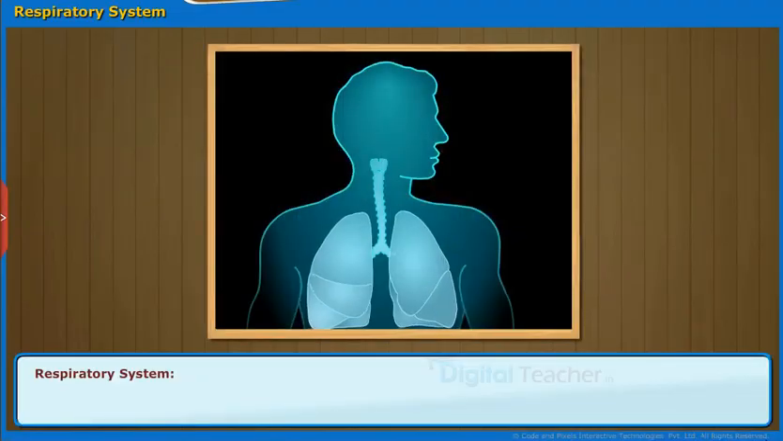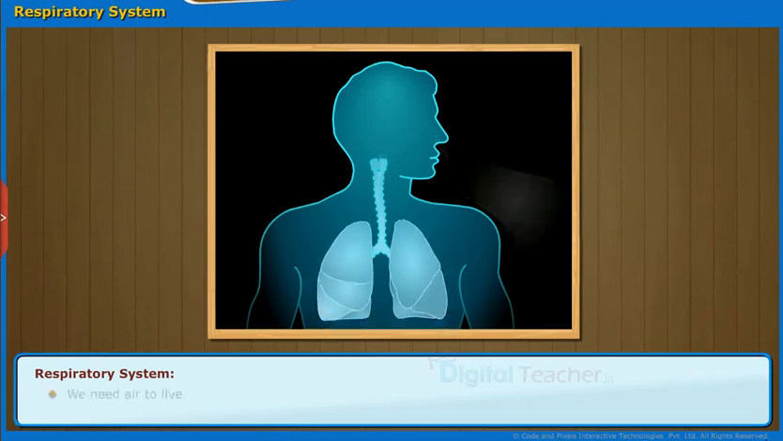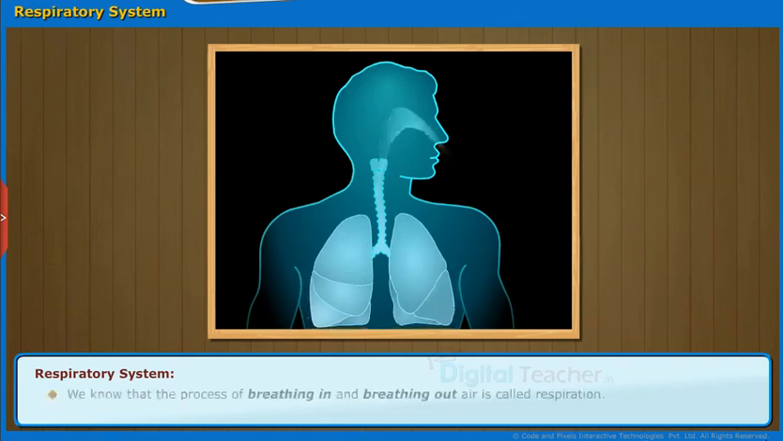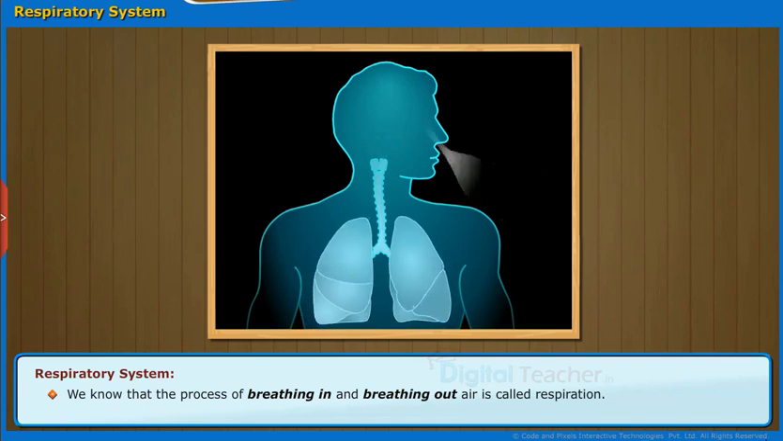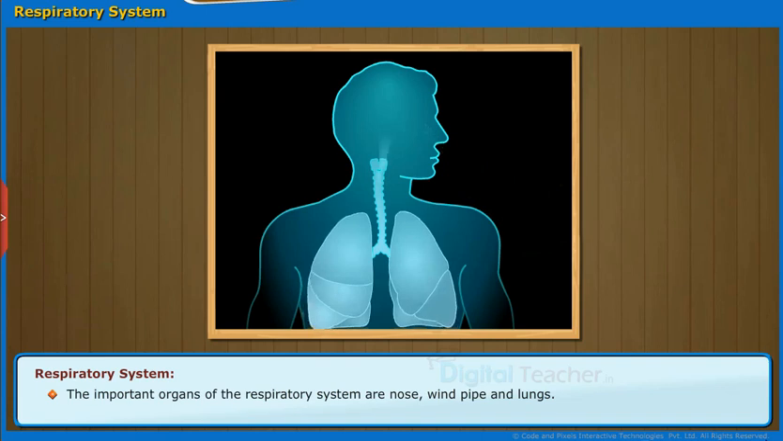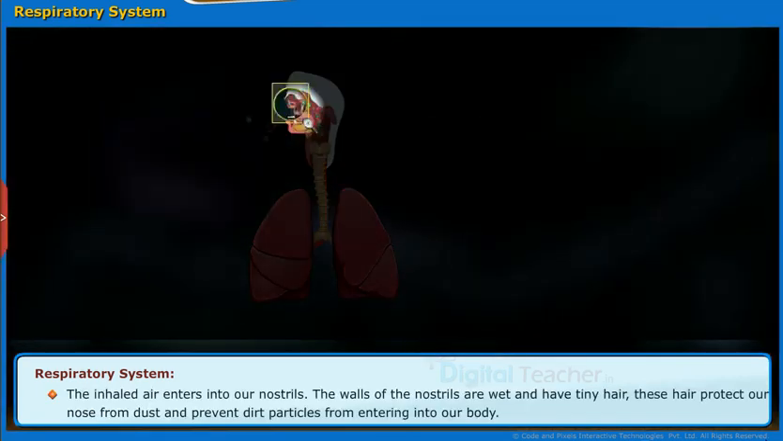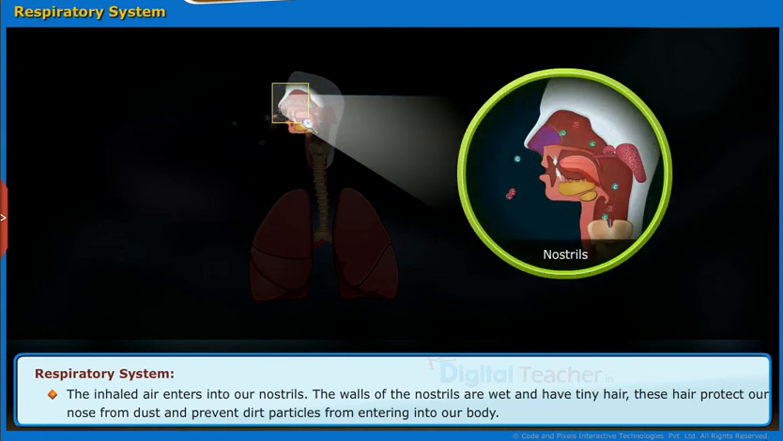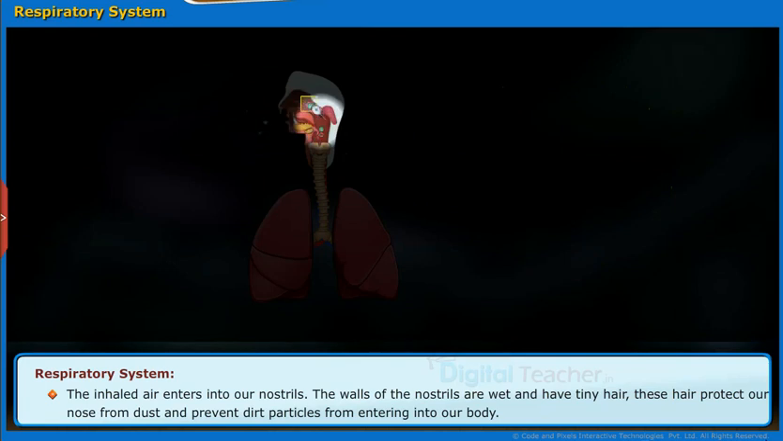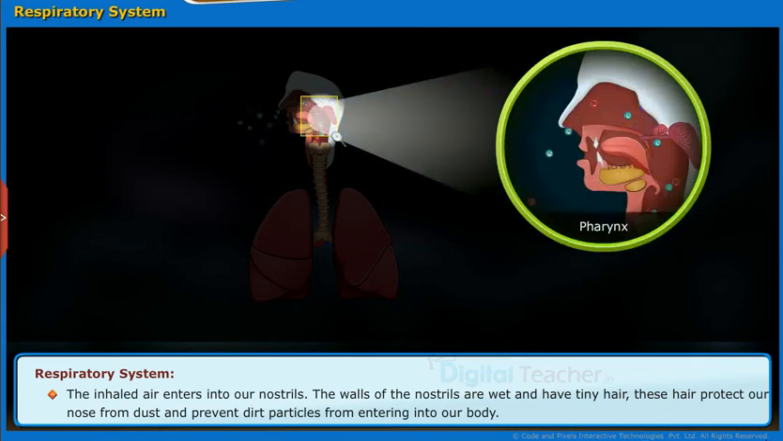First, let us start our chapter with an important internal organ, the respiratory system. We need air to live. We know that the process of breathing in and breathing out air is called respiration. The important organs of the respiratory system are nose, windpipe and lungs. The inhaled air enters into our nostrils. The walls of the nostrils are wet and have tiny hair. These hair protect our nose from dust and prevent dirt particles from entering into our body.